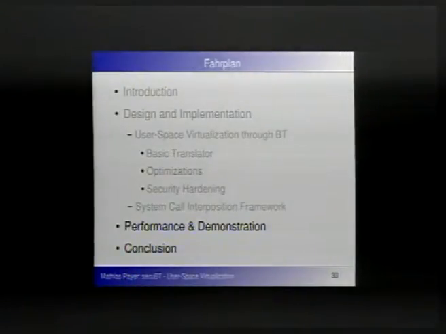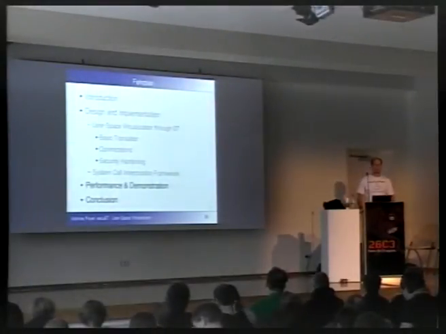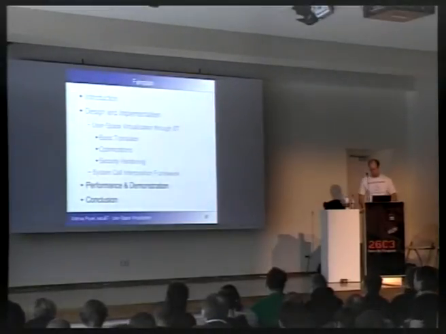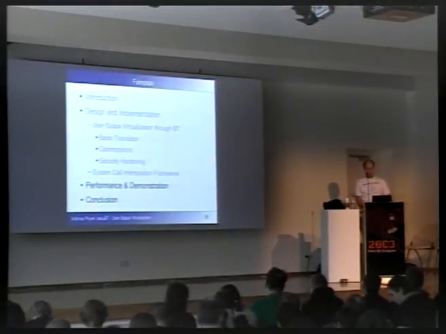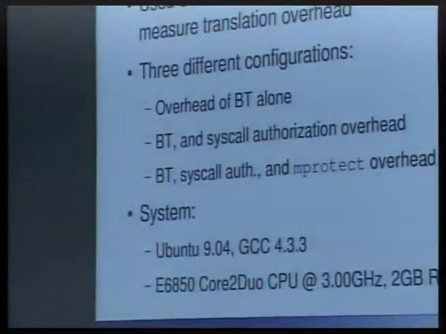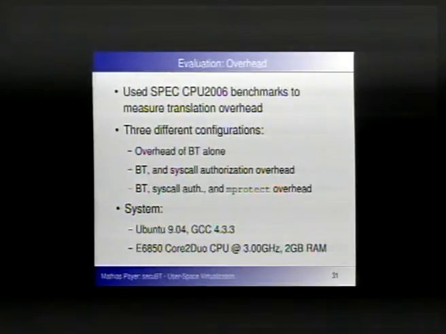So now that we have the system call interposition framework, we can define which system calls are allowed and disallowed, and we can define an explicit set of calls that are allowed. So to make my point that it is really usable, I'll show some performance numbers. We use the SPEC CPU 2006 benchmarks. These are some scientific benchmarks to measure program performance. And we use 3 different configurations: overhead of binary translation alone, binary translation and system call authorization overhead, and the additional mprotect security.